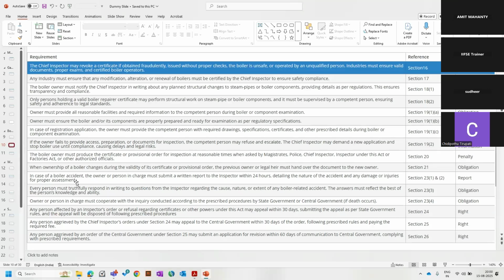In case of a boiler accident, the owner or person in charge must submit a written report to the inspector within 24 hours, detailing the nature of the accident and any damage or injuries for a proper assessment, which is sections 23.1 and 23.2. Okay. In the case a boiler accident happens, we have to report within 24 hours. Okay.